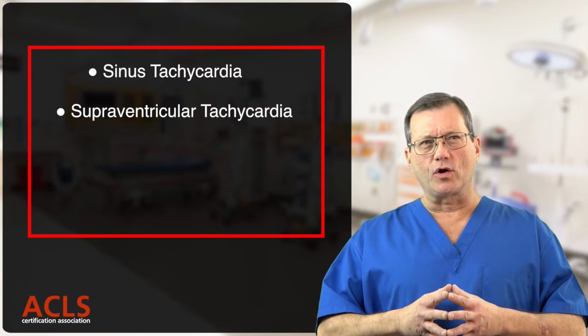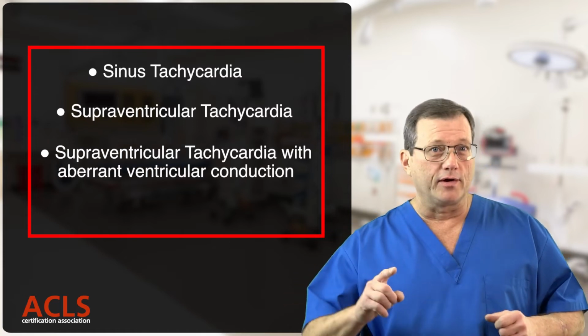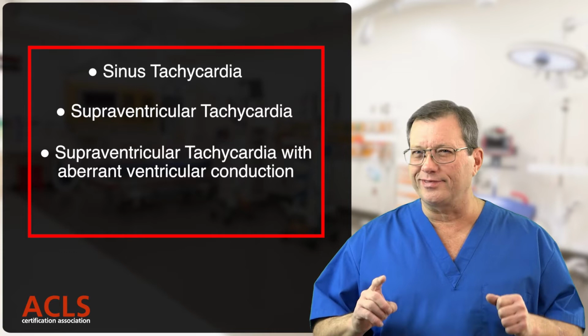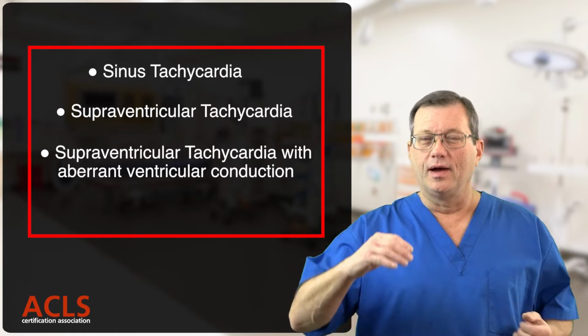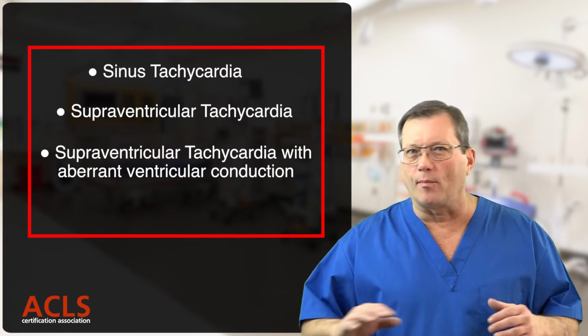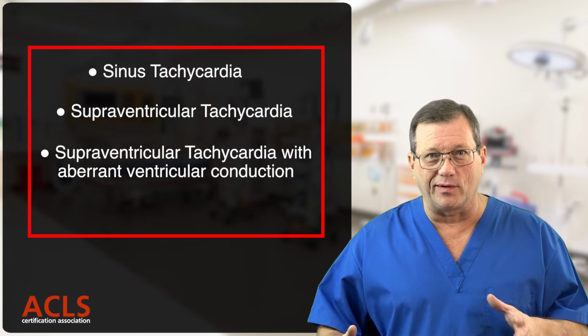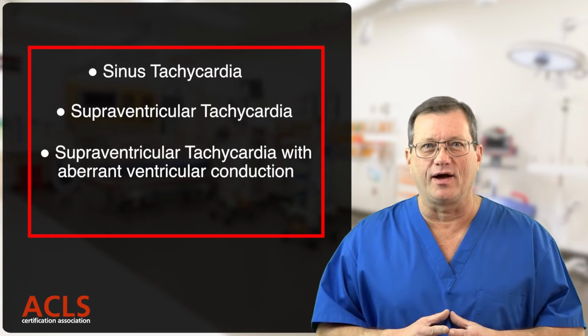The next category would be a supraventricular tachycardia with an aberrant ventricular conduction. This is a rhythm that's actually originating supraventricular, but then when it gets to the ventricle, it takes an aberrant conduction. It goes off the normal pathway and it creates a wider QRS. Now we're kind of moving into unicorn land a little bit. You don't see these very often.